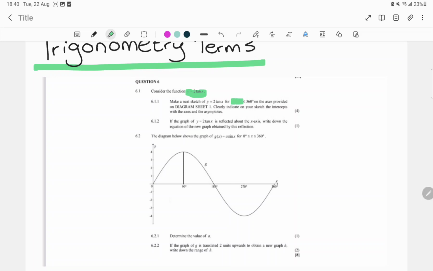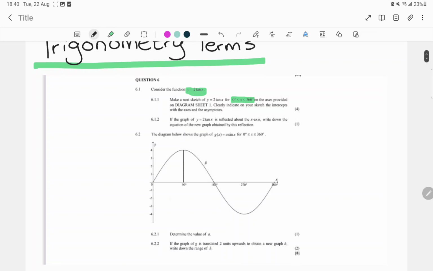360 degrees. This means that your graph has to start at 0 degrees and it has to end at 360 degrees, because x is between 0 and 360. And then they say on the axis provided, clearly indicate on your sketch the intercepts as well as the asymptotes. This is where you'll get 1 or 2 or 3 marks, so it's very, very important to indicate them.